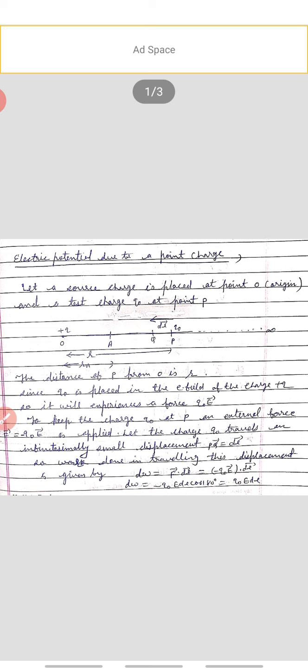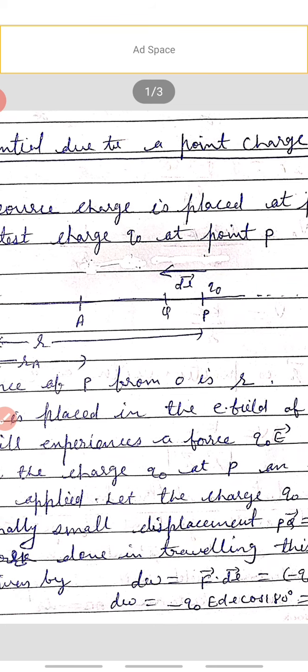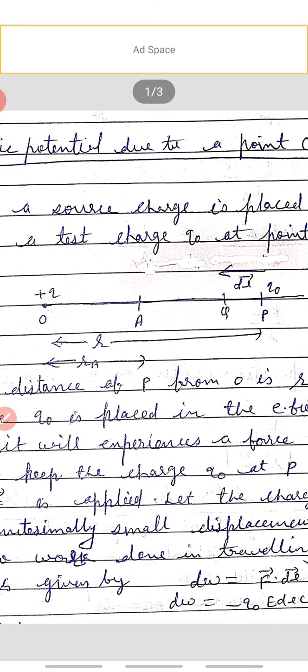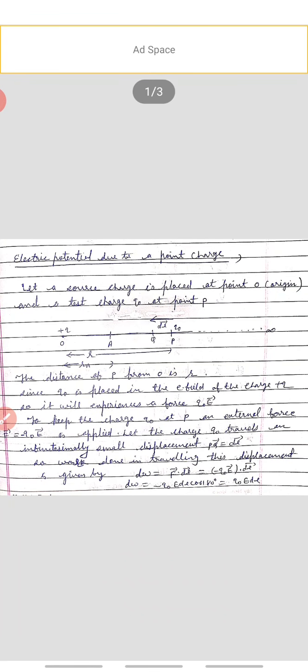origin, and a test charge Q naught at point P. This is the point P, which is at a distance small r from the source charge plus Q. The distance of P from O is small r. Since Q naught is placed in the electric field of the charge plus Q, it will experience a force Q naught into E.